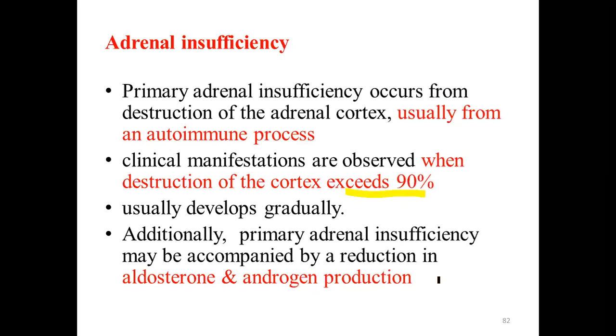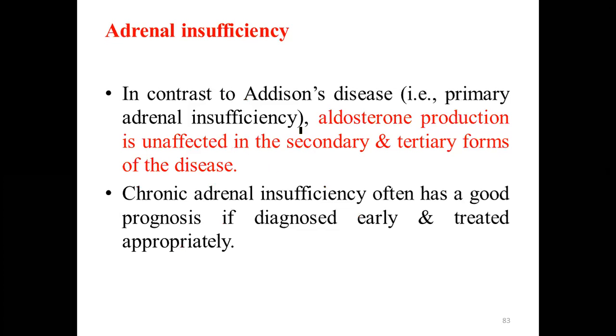90%. We also mentioned that in primary adrenal insufficiency, the patient will have aldosterone and androgen deficiency as well, because of the glandular destruction; those sites are destroyed as a result of the different causes. In secondary and tertiary adrenal insufficiency, we don't see any significant problem in the level of aldosterone. Aldosterone production mainly depends on the RAS system. The RAS system is the one which regulates it, which is why it is not affected in secondary and tertiary adrenal insufficiency.